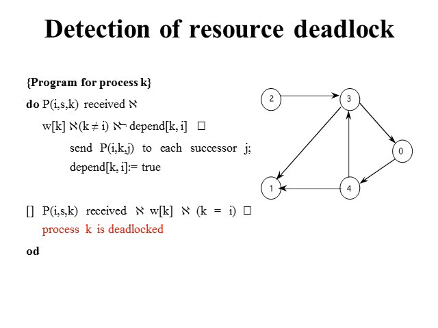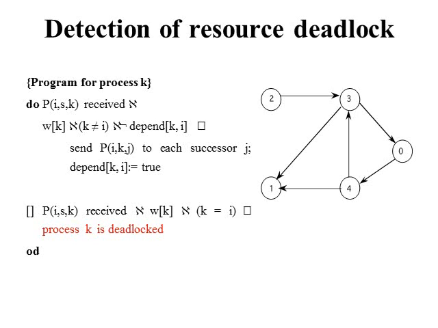And finally, depend of K comma I is not true. So the process I does not depend on process K for its progress. When all four of these conditions are met, what does the process K do?